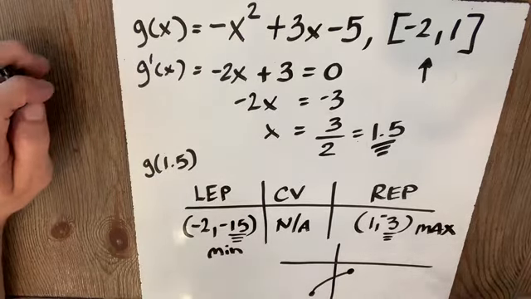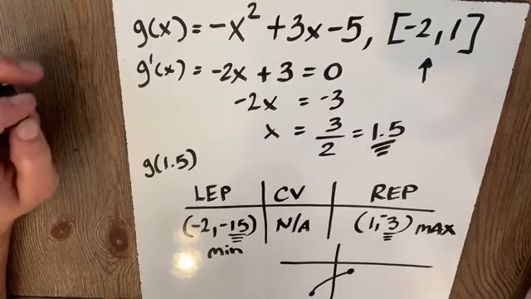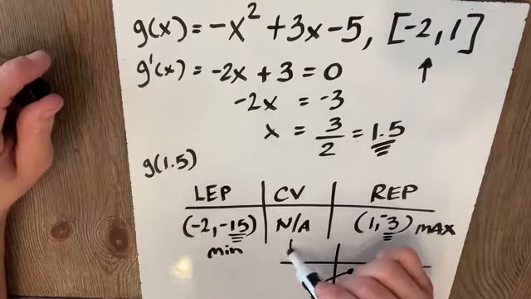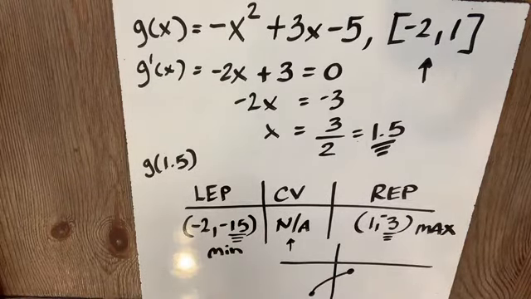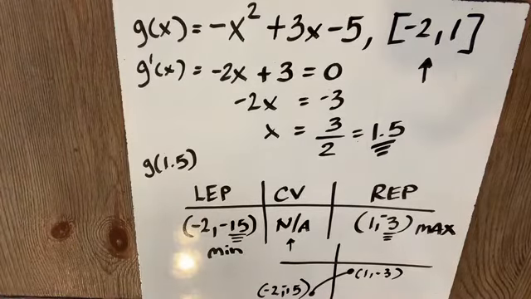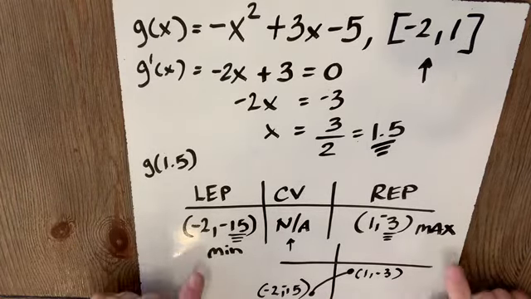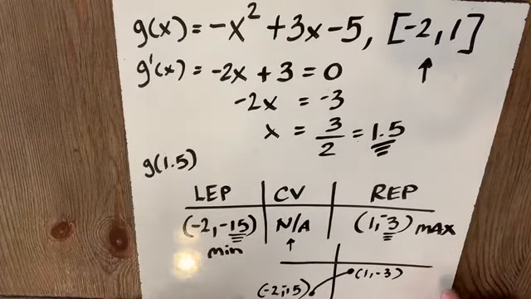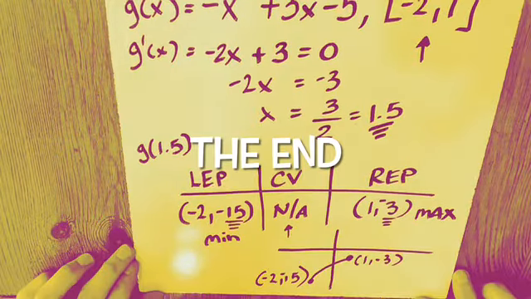I can tell it's not going to have any turtle humps or valleys because in this particular domain, I had no critical values. So it's going to look something like this, a very kind of boring graph from negative 2, negative 15 to 1, negative 3. Our endpoints for this graph give us our absolute min and absolute max. Sorry, there's a better view of that.